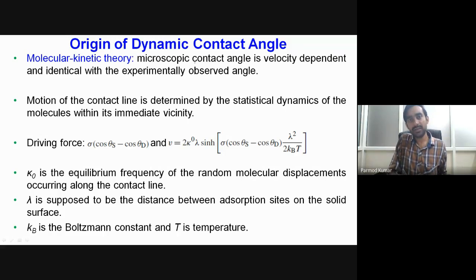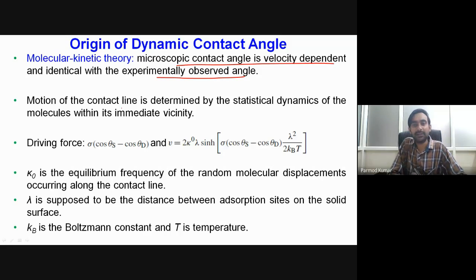Here we consider that the microscopic contact angle is also velocity dependent. In the previous theory, we considered that the microscopic contact angle is independent of the contact line velocity and equal to the equilibrium contact angle. However, as per the molecular kinetic theory, the microscopic contact angle is also a function of velocity, and it is identical to the angle which we observe experimentally.